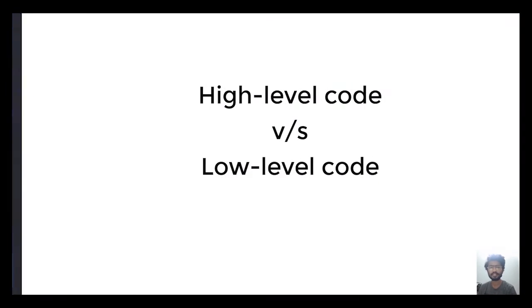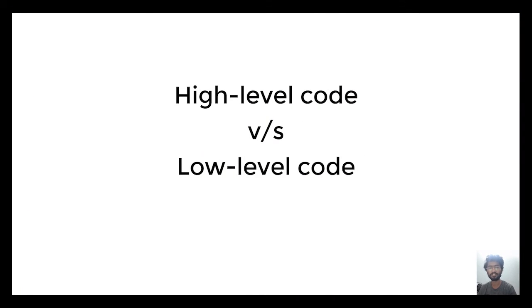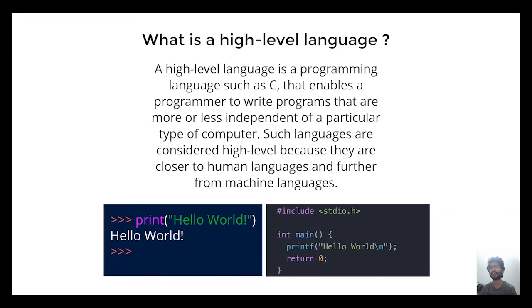What is the difference between a high level and a low level code? Let's start with a high level language. A high level language is a programming language that enables a programmer to write programs that are more or less independent of the type of computers. These programs can be run in more than one type of machine. Such languages are considered high level because they are close to human languages.